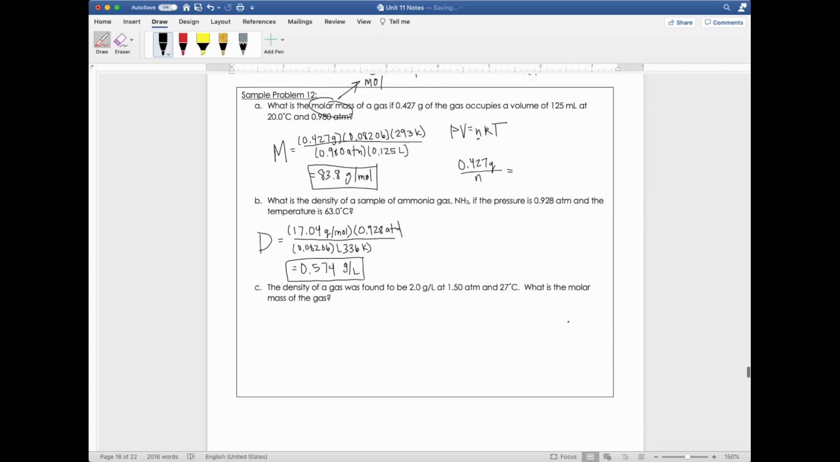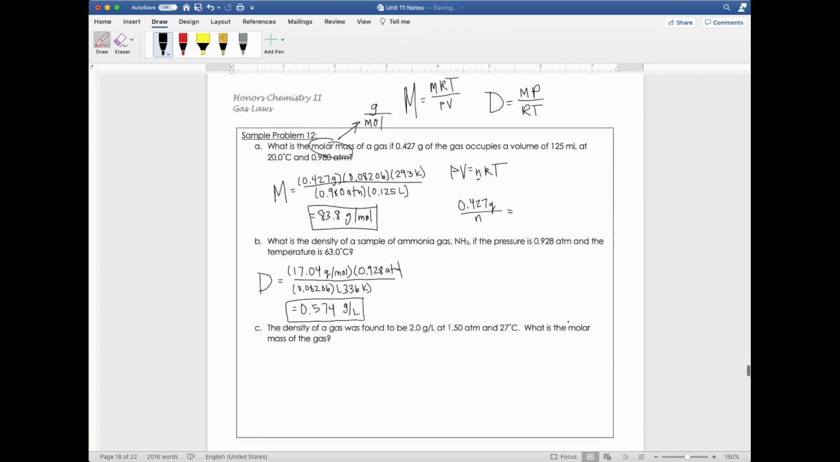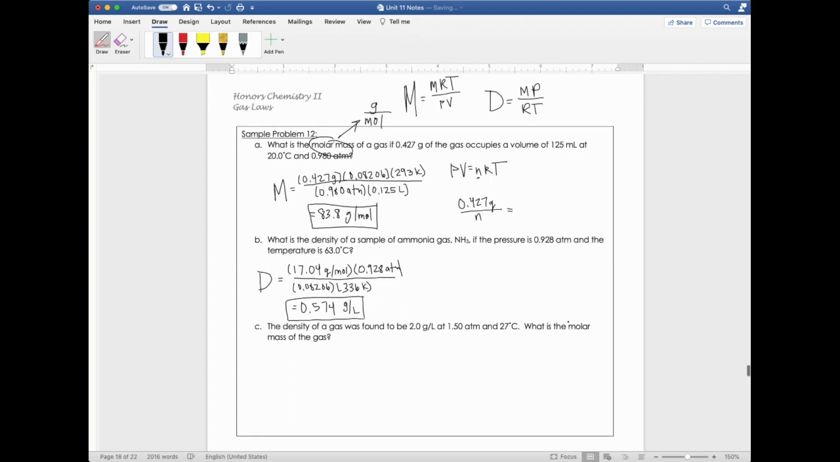Try to do sample problem C right here. Use whatever equation you want, it doesn't matter, because again, it's all the ideal gas law. They're just different derivations of the same thing. Try to solve sample problem 12C. And there's our final answer there: 32.8 grams per mole. Again, the way the units work out is you should get an answer of grams per mole. I'll show you something like this in class where we work through the units.